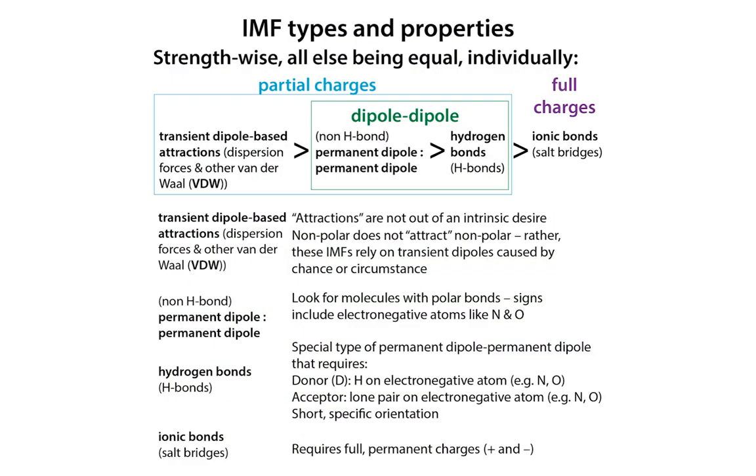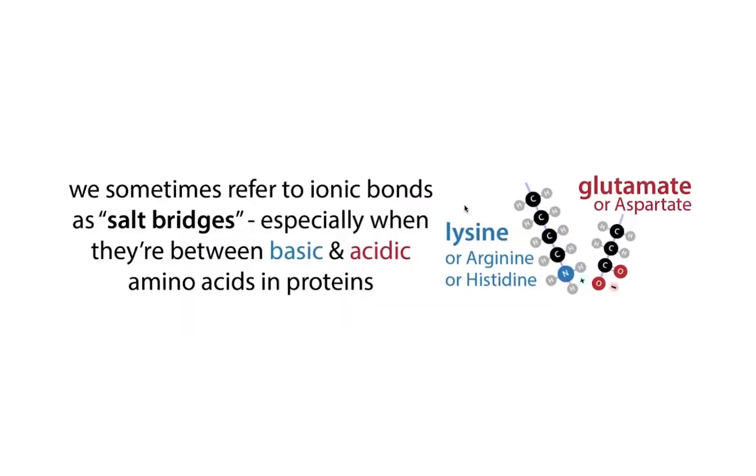But in terms of which one's the strongest, those would be our ionic ones, right? Because those have full charges. And when we talk about these salt bridges, these ionic bonds, remember a salt bridge has a plus and a minus, and a salt is a cation and an anion that neutralize one another. And so that's what we have here. We have one of our basic amino acids.